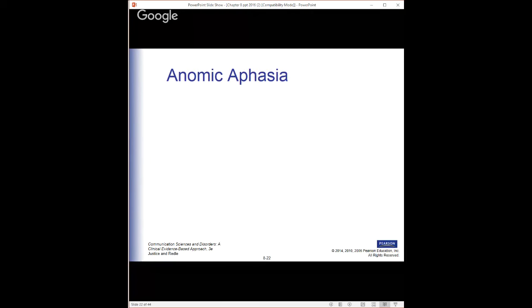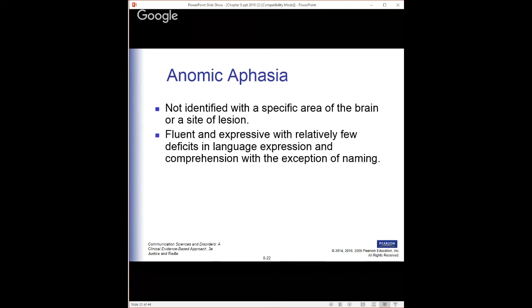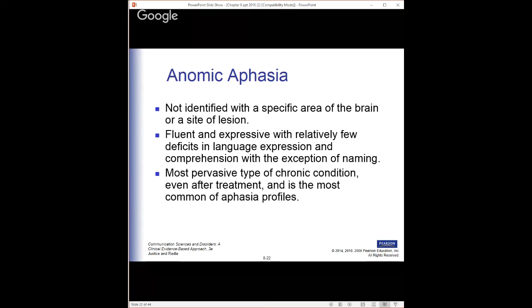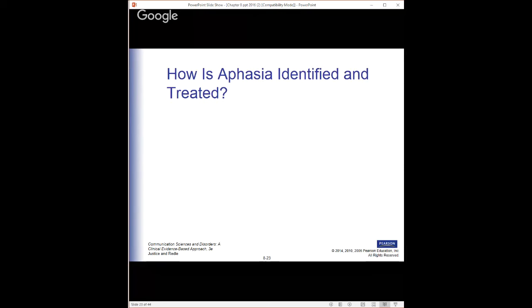Anomic aphasia is not identified with any specific area of the brain or site of lesion. The person will be fluent and expressive with relatively few deficits in language expression and comprehension, with the exception of naming. The most pervasive type of chronic condition, even after treatment, and this is the most common of the aphasia profiles.